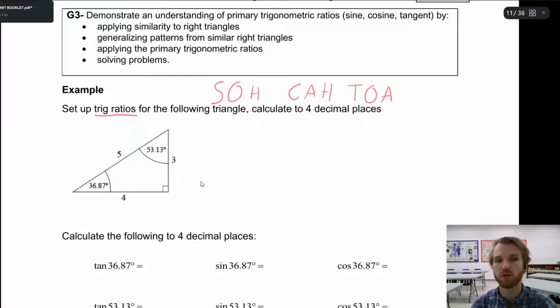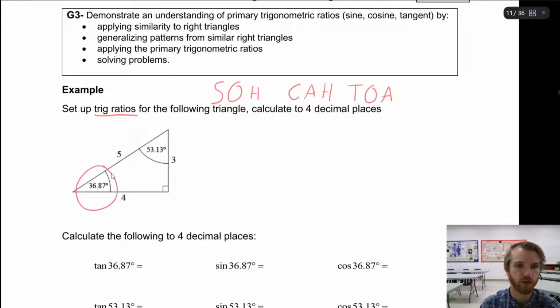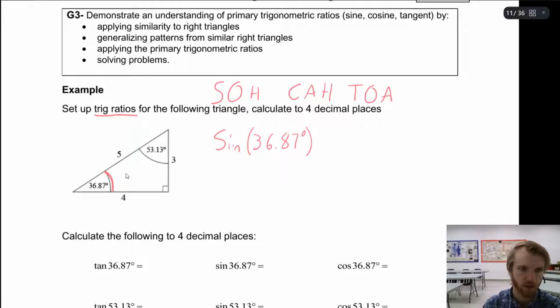So that first example says it wants us to set up the trig ratios, sine, cosine, and tangent, for the following triangle. So it wants us to do this for both of the angles. We're just going to do this one here. We're going to start by just doing the 36.87 one. So that means if we're talking about this angle, for us to do the sine ratio of 36.87 degrees, then we need to look at our sides from this angle. It's like as if we're standing over here, and this is our reference angle.